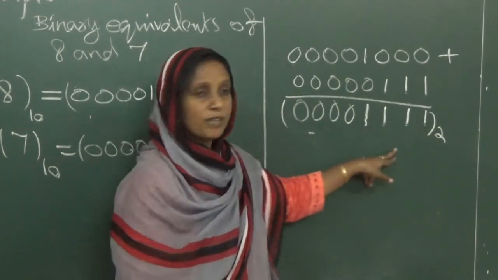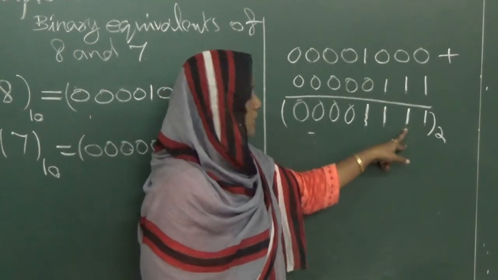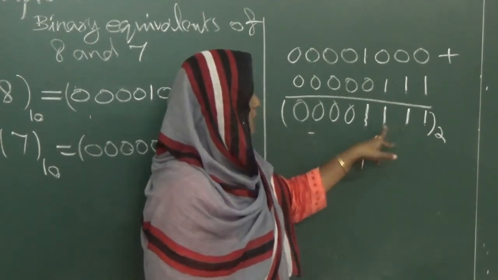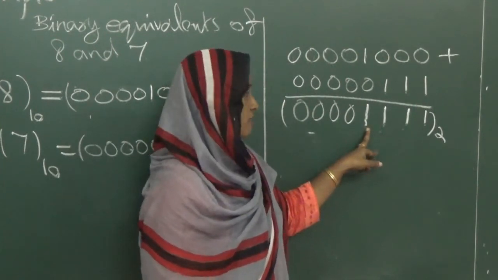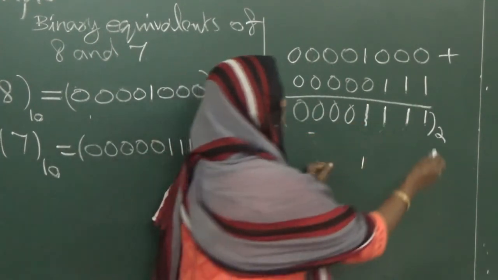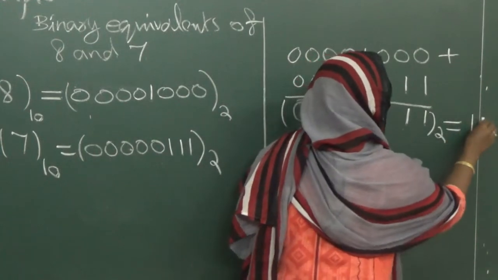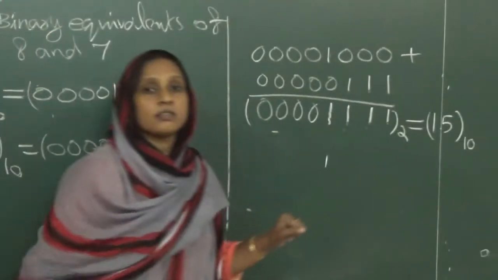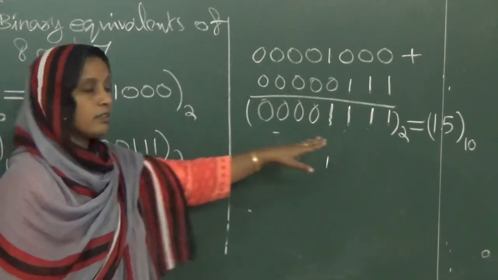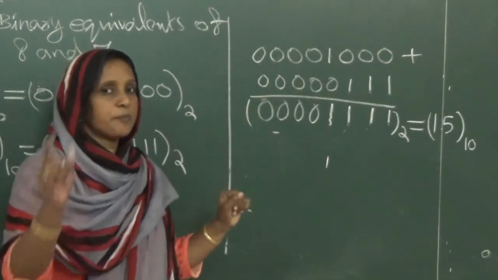What is its decimal value? 1 plus 2, 3, 3 plus 4, 7, 7 plus 8, 15. Right? So this is equivalent to decimal 15. Okay? That means 8 plus 7, 15.